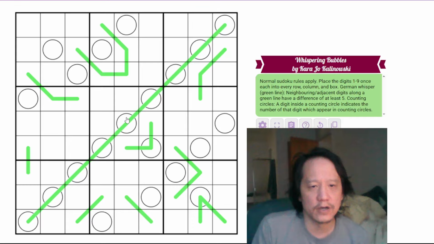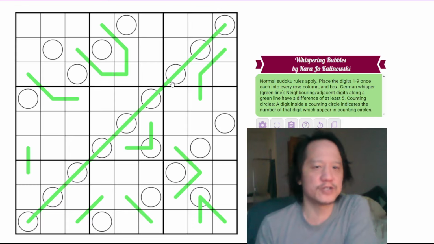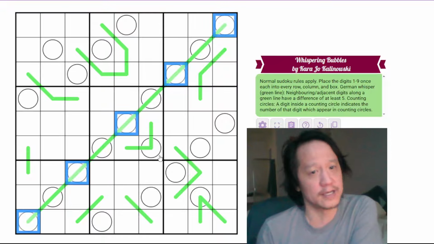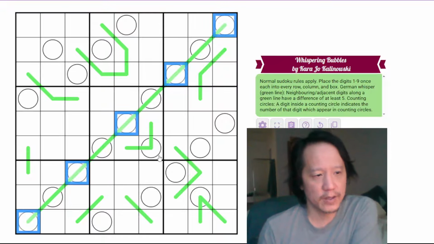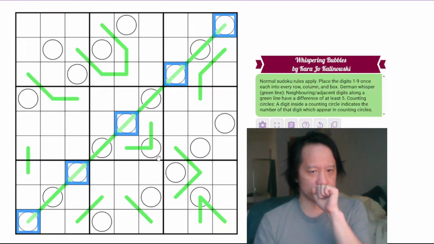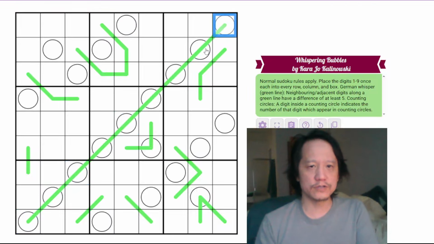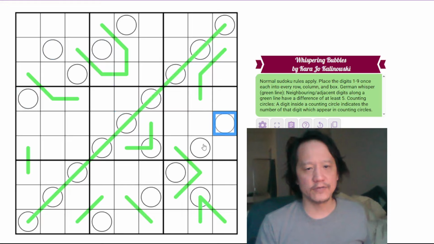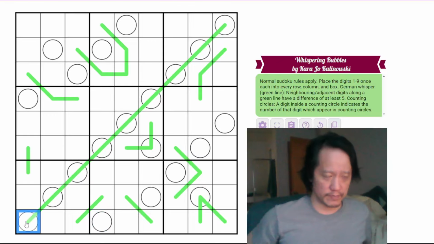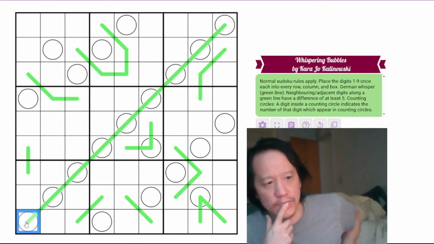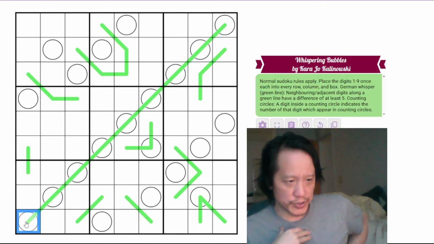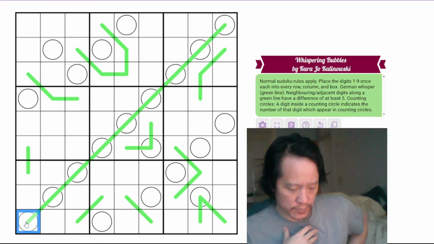Let's go. Okay, first things first with counting circles, I like counting how many counting circles there are. We have 1, 2, 3, 4, 5, 6, 7, 8, 9, 10, 11, 12, 13, 14, 15, 16, 17, 18, 19, 20, 21. We have 21 circles within the counting circle.